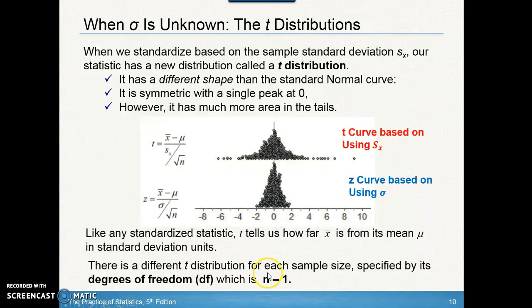Now, with the t-distribution, it is different for each sample size. So when I take a sampling distribution where each of the sample sizes is 3 and then take the mean, put that on there. If I take a sampling distribution where I'm looking at samples of size 50, the t-distribution is going to change. That's why we specify the t-distribution by the degrees of freedom, which is n minus 1, or the sample size minus 1, because the amount of area in the tails changes depending upon the sample size that you take for each of your sampling distributions.